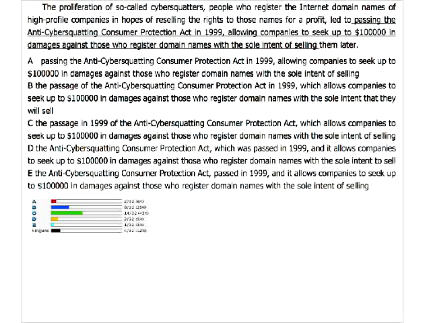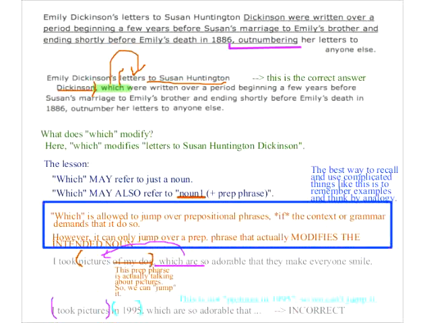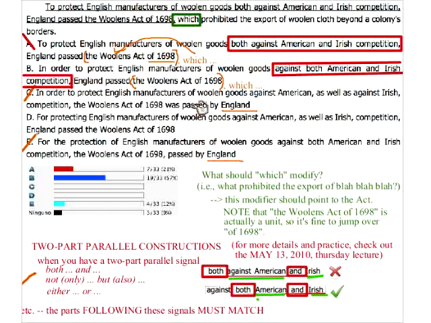Okay, anyway, let's talk about this which versus this which. Remember what we said about this kind of thing. If you say, I took pictures of my dog, then pictures of my dog are actually a thing. Just like letters to Susan Huntington Dickinson are something. Like there are a bunch of letters to this person. These are a bunch of pictures of my dog. This was the act of 1698. These are all actual things. Noun plus prepositional phrase as a unit.